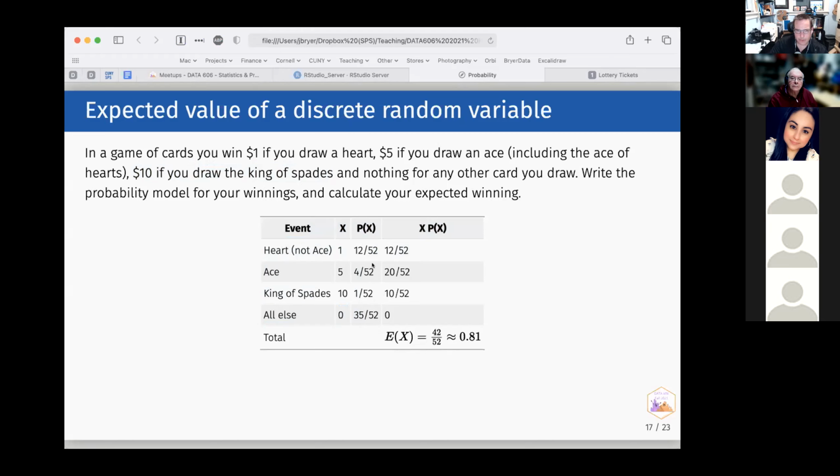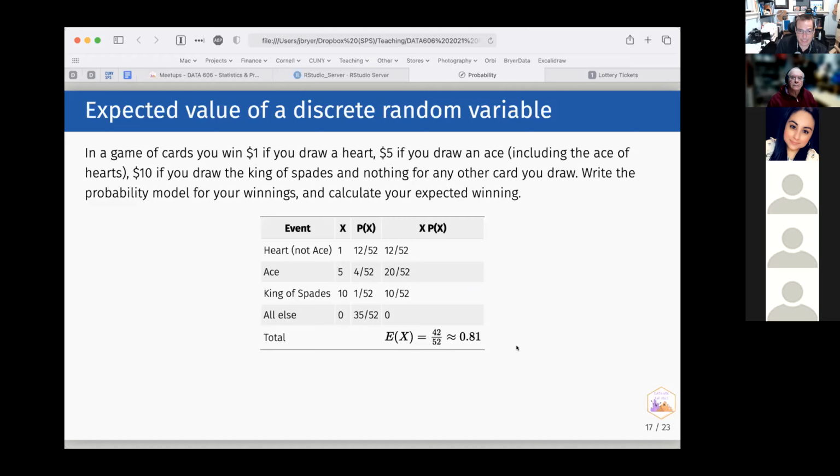So to get the expected value, we're going to take the outcome times the probability of the event. So we're just going to multiply 1 times 12 over 52, we get that. 5 times 4 over 52, we get 20 over 52. 10 times 1 over 52, we get 10 over 52. 0 times this is 0, right? If we go back, all we're going to do is sum those up. So the expected value is 42 over 52, which is approximately 0.81, right? So if it costs nothing to play this game, you should win on average 81 cents. If you play it a whole lot of times, you should end up with 81 cents per run.